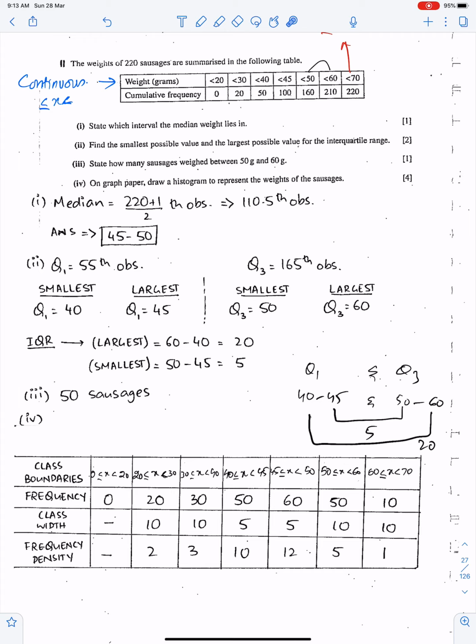Next part, how many sausages weighed between 50 and 60? Just take this difference, 210 minus 160, which is 50.